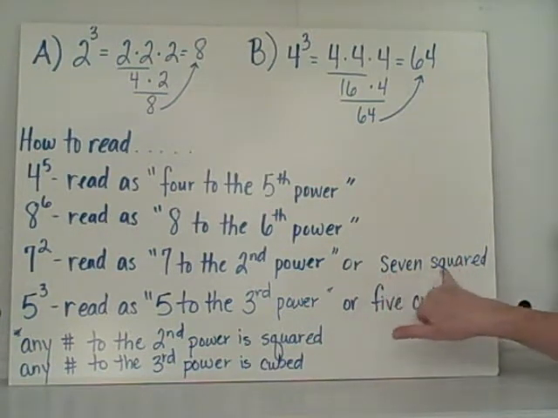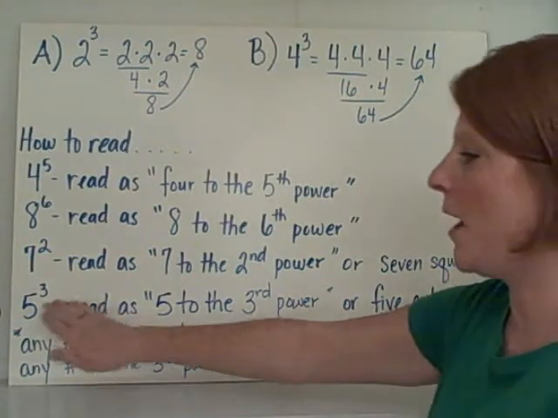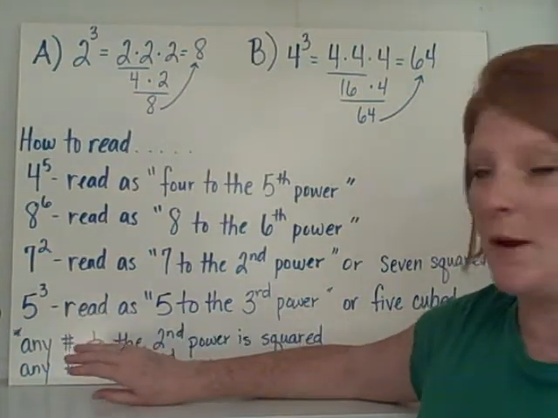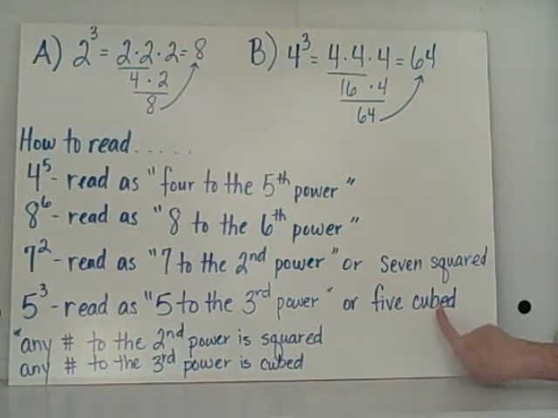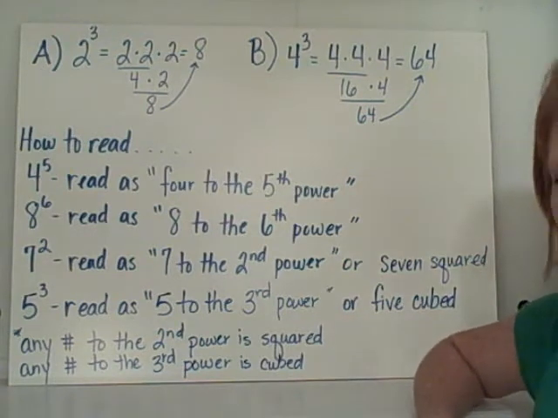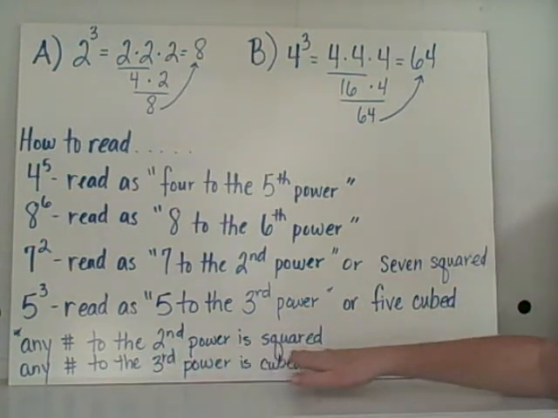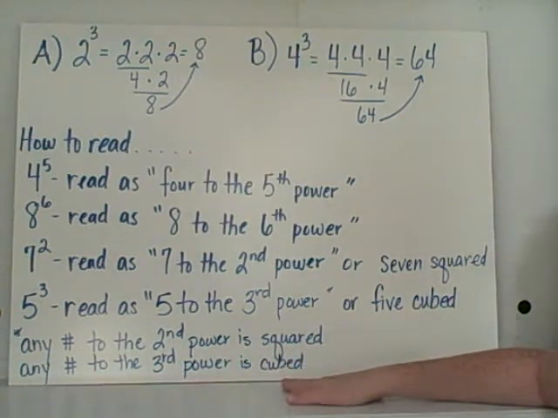This 7 squared goes back to our vocabulary term of square, and that's what you will hear me use a lot of times in class, so I want you to be familiar with that. 5 with a power of 3 is also read two different ways. It can be read as 5 to the 3rd power or 5 cubed. Again, going back to vocabulary with the word cube, meaning raised to the 3rd power. I've written two statements down here that will help you, and you can write these down in your notes. Any number to the 2nd power is considered to be squared, and any number to the 3rd power is considered to be cubed.